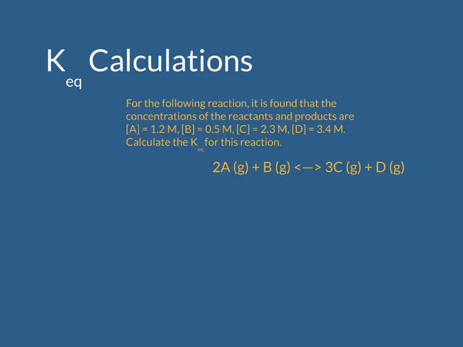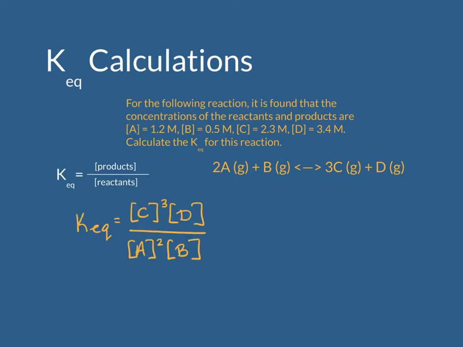For the following reaction, it is found that the concentrations of the reactants and products are A at 1.2 molar, B at 0.5 molar, C at 2.3 molar, and D at 3.4 molar. Calculate the KEQ for this reaction. So first we need to set up our expression of products over reactants. So we'll have our concentration of C cubed times D over our concentration of A squared times B.